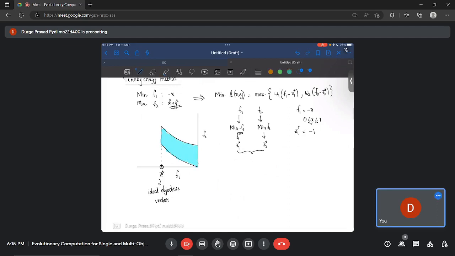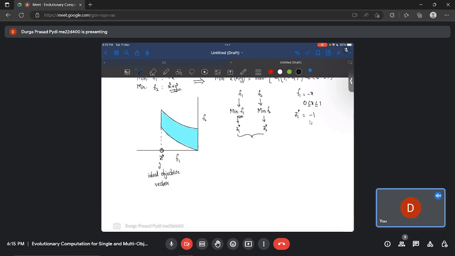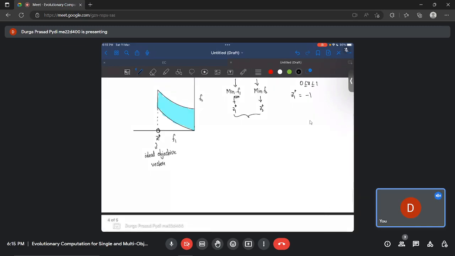It will lie only when you have something called non-conflicting objectives. Say you have F1 and F2 which are not conflicting with each other, then your objective space will look something like this. When you have an objective space of this shape and you want to minimize both of them, you will have one particular point that is your ideal objective vector. Or just consider a rectangle.